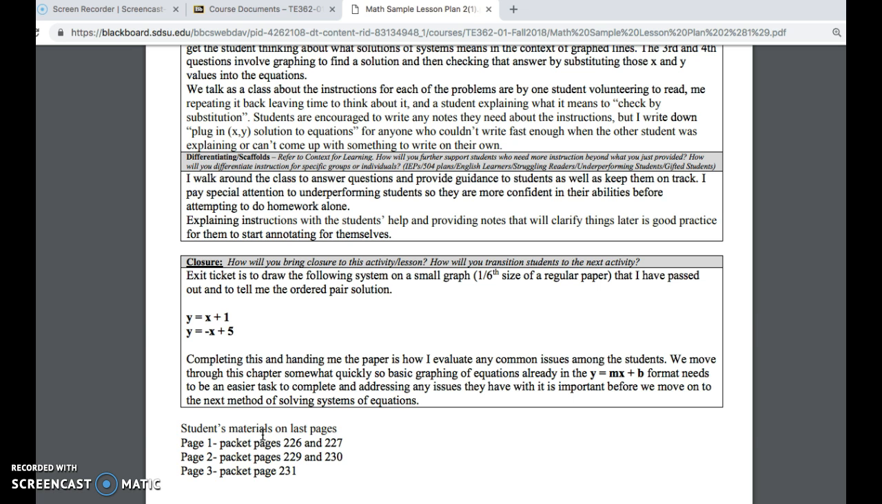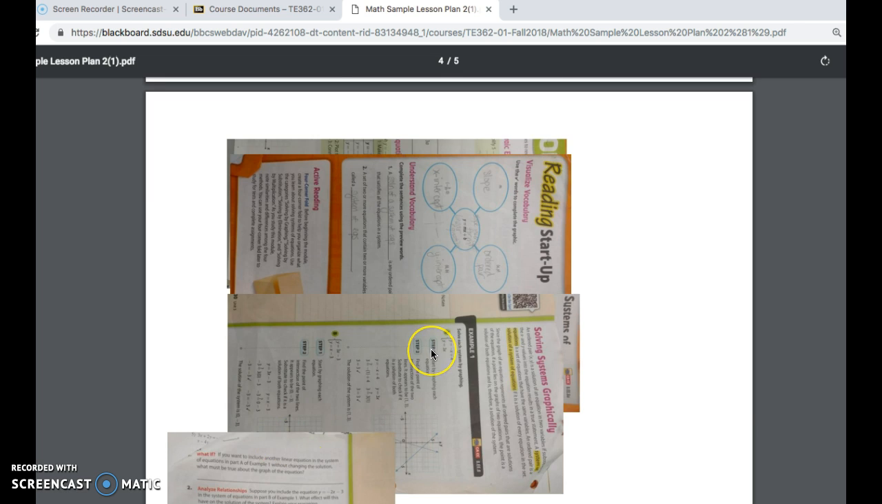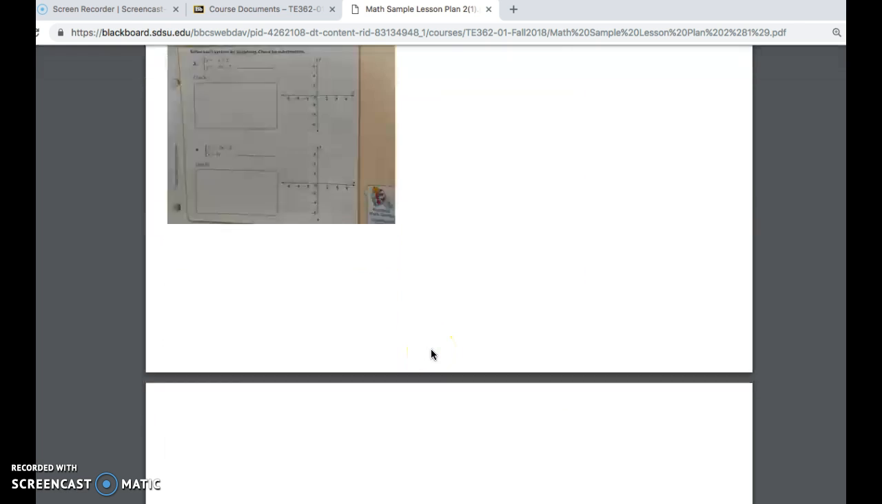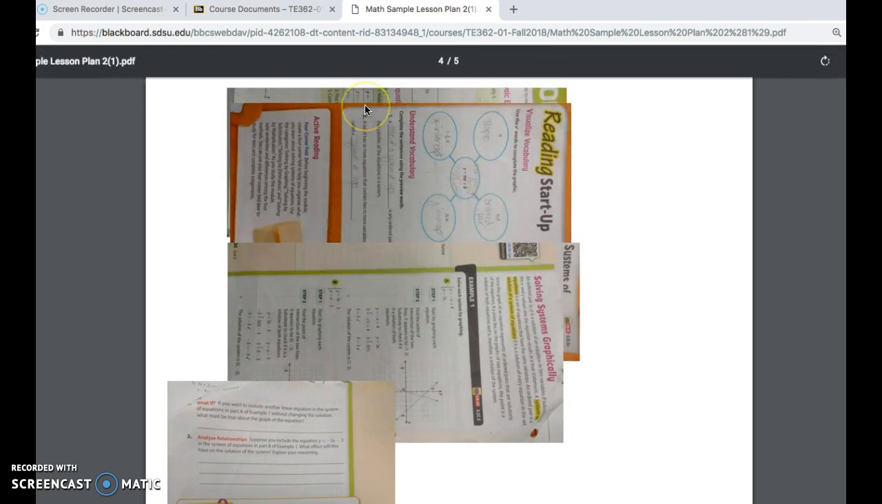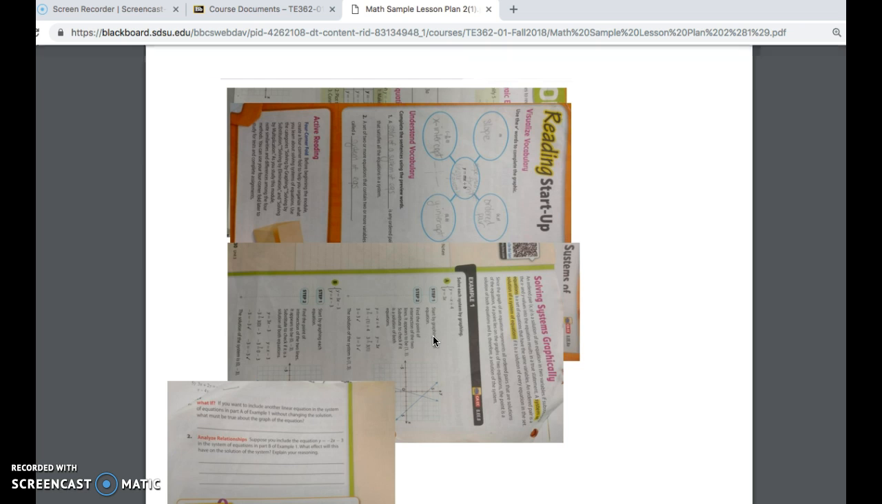So this is all the material. These are all the pages that she'll be working on. This is a Common Core book, so it really goes into detail and explanation on how to do every single piece of this lesson. So that is the lesson plan.